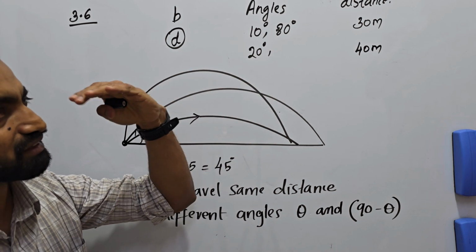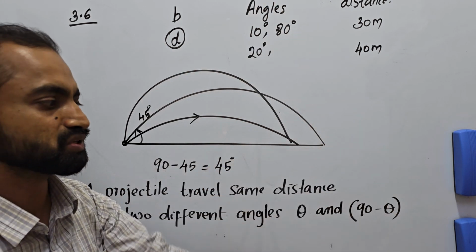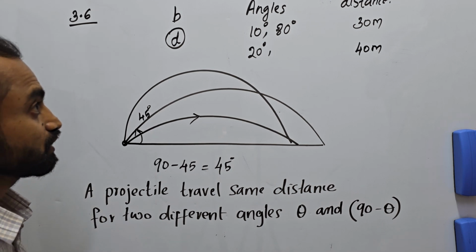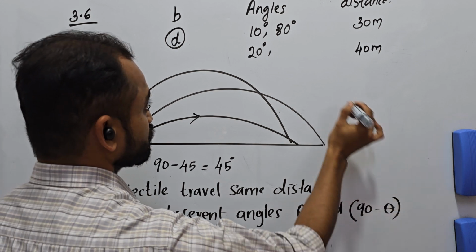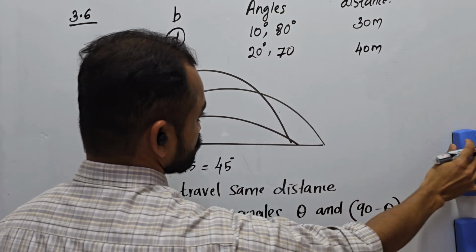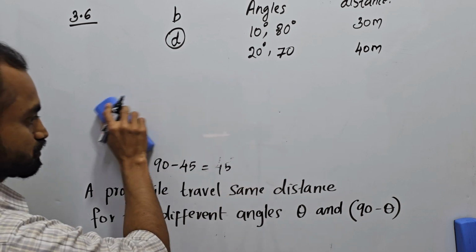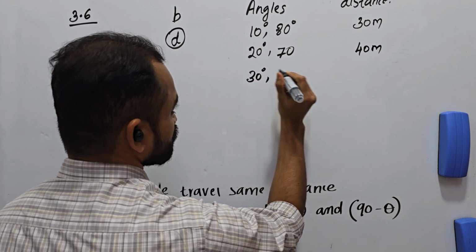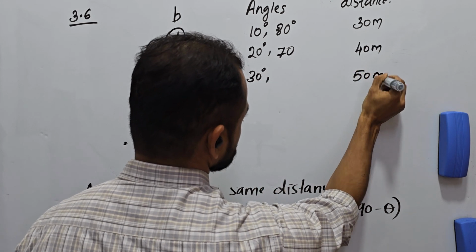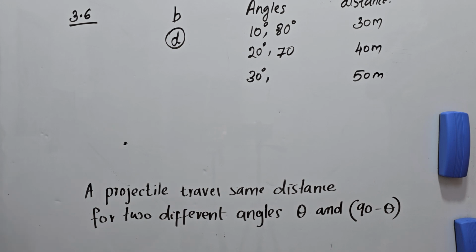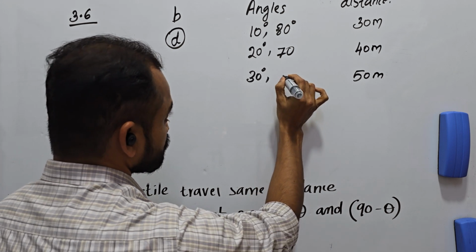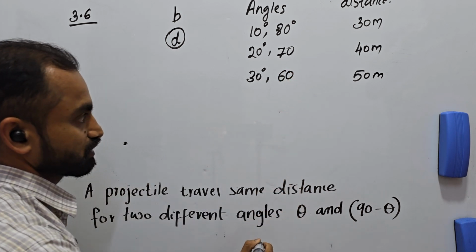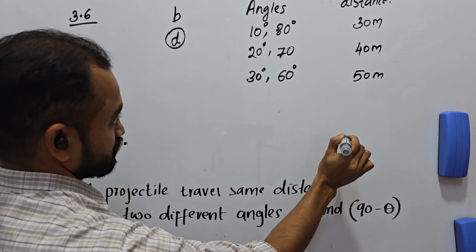For 20 degrees, at what other angle will the projectile travel the same distance? Yeah, 90 minus 20, 70. For 70 also it will travel the same distance. The next thing, 30 degrees, it is traveling a distance of 50 meters. At what angle? Very good. How did you get 60? 90 minus 30. Very good.